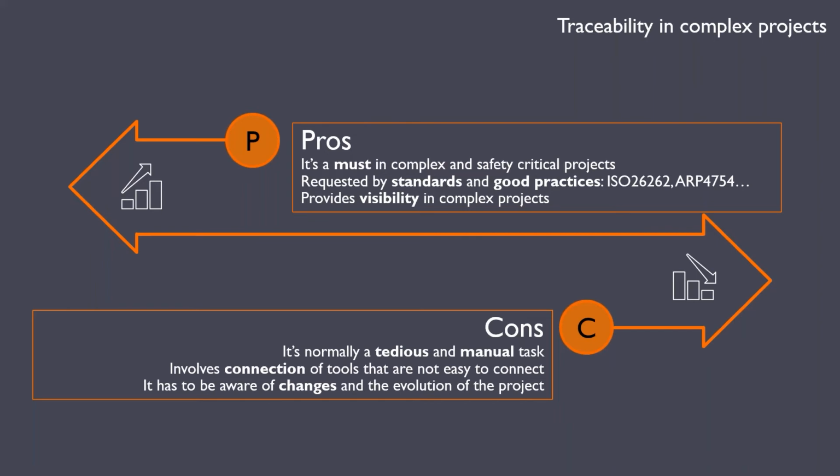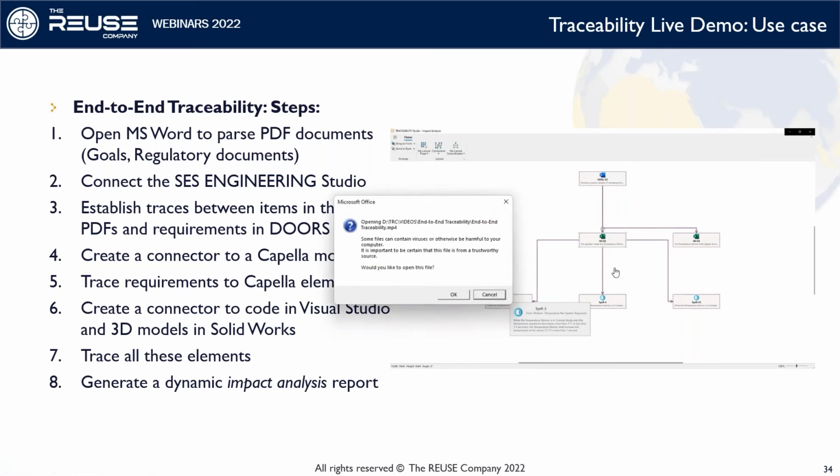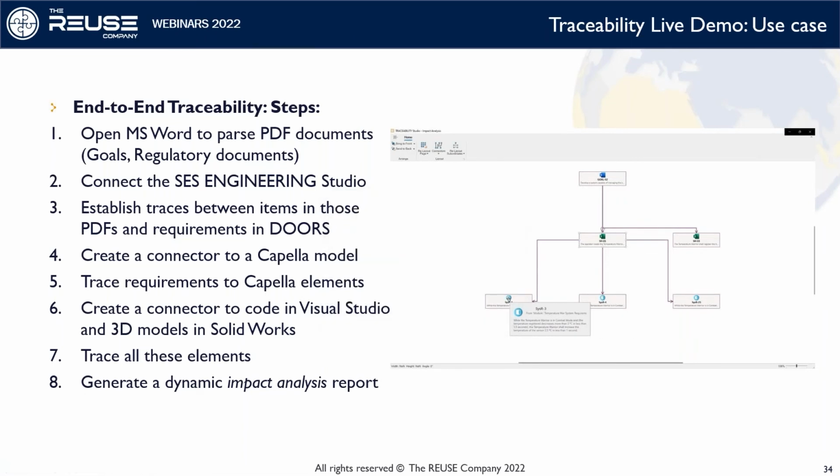In my previous webinar, I described how to automatize a little bit this suggestion of traces. It involves connection of tools that are not easy to connect. I will show you some in my demo now. And it has to be aware of changes and the evolution of the projects, right? So this is everything we have been coping with in the new version of our tool that I will show you in a moment with a video, right?